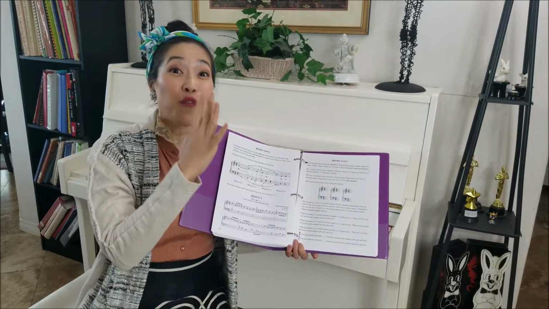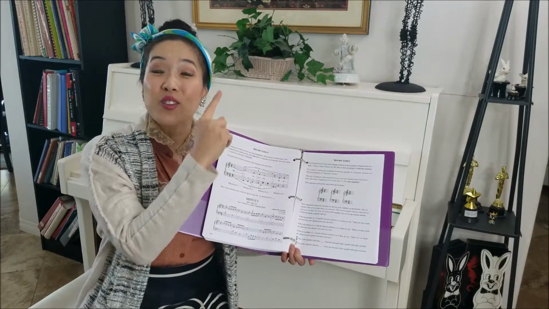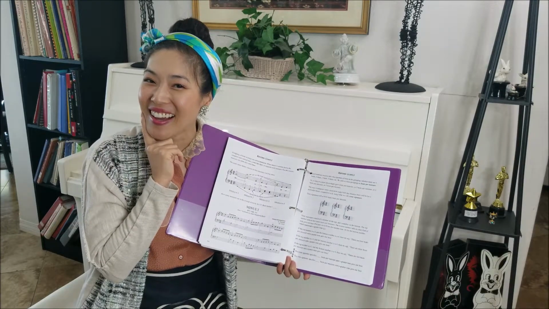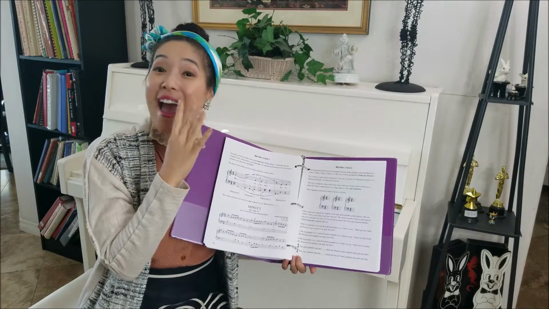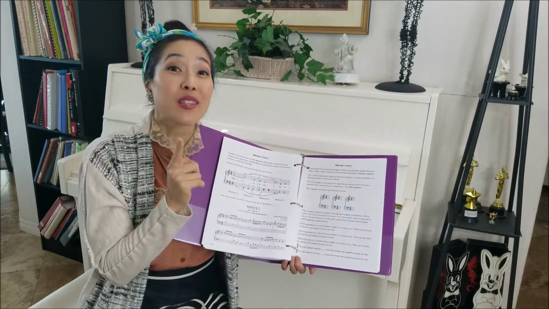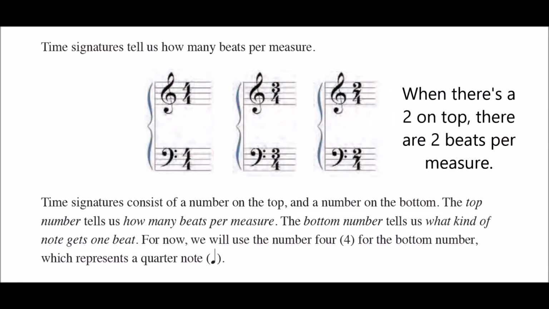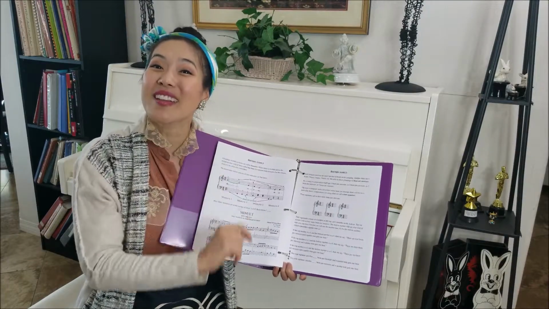So let's keep the 4 in the bottom, and then in the top we're going to change it to a 2 now. So there's going to be a 2 over the 4. How many beats per measure is that? That's 2 beats per measure, because 2 is in the top. 2 beats per measure, and then since there's a 4 in the bottom, what gets the beat? The quarter note gets the beat. So there's 2 beats per measure, and the quarter note gets the beat.